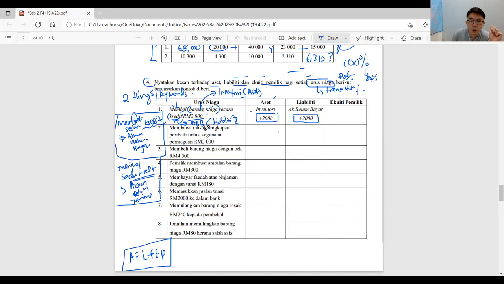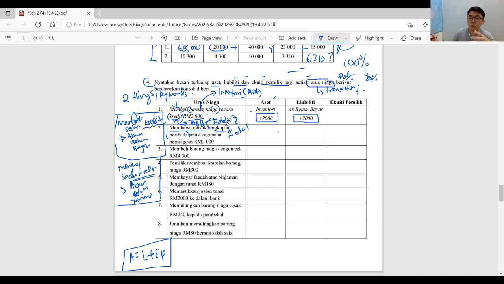Question number two. Membawa masuk lengkapan peribadi untuk kegunaan perniagaan. Now, when you see membawa masuk, this is the keyword for your modal tambahan, or you can say modal. Peribadi means sendirilah, barang sendiri. Meaning, we bring in our own lengkapan. Lengkapan can be your lampu, your kipas, your air conditioning.